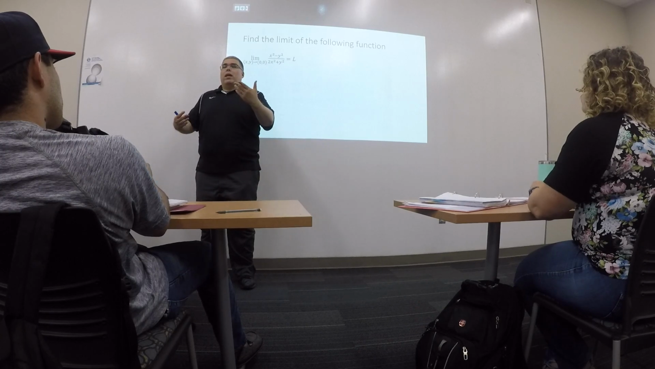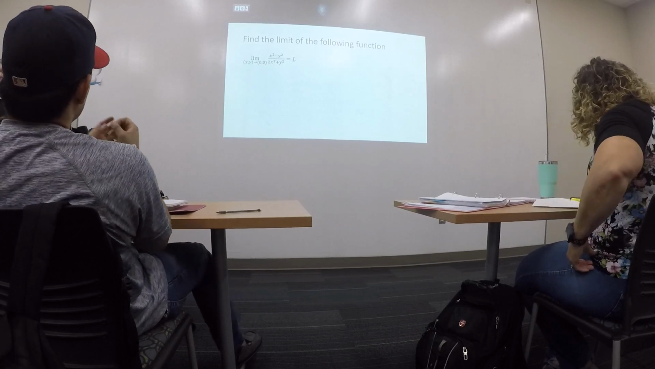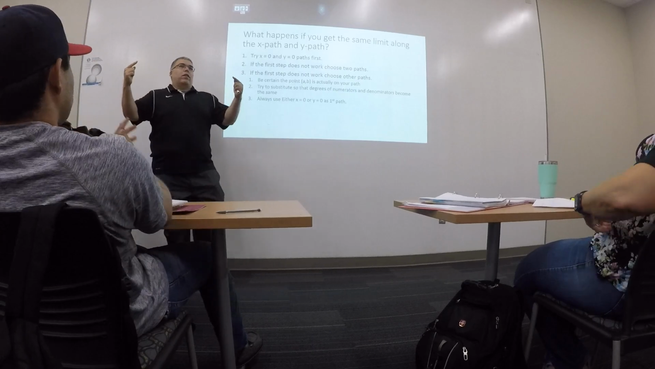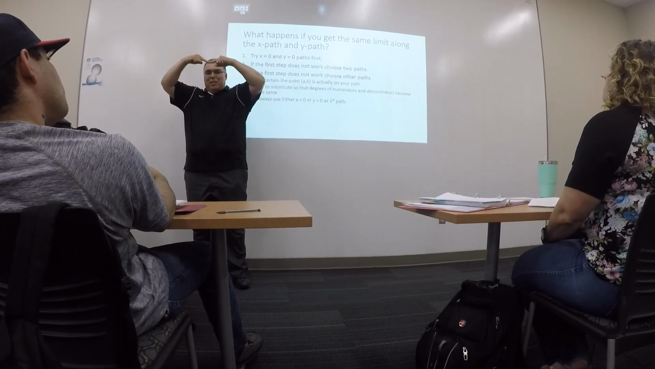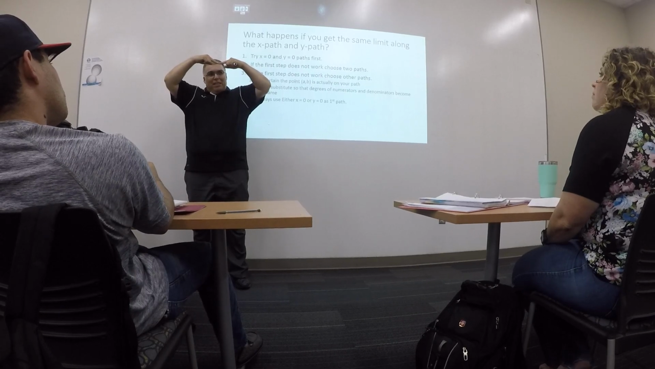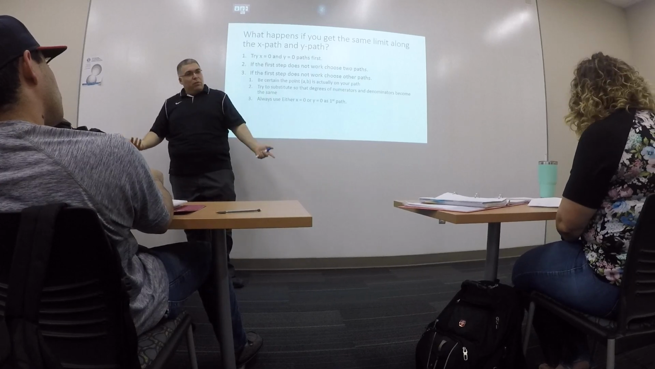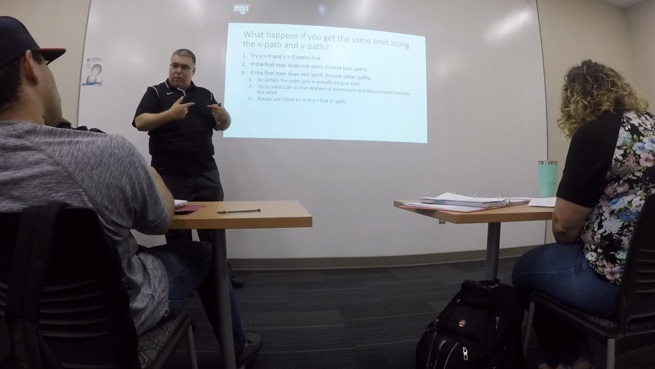But what happens if that doesn't happen? Here's the problem: what happens if I travel along the x path, travel along the y path, and they do equal? Does that prove that the limit exists along all paths? No, there's only two paths. What do you do then if they both equal? That's our next focus.